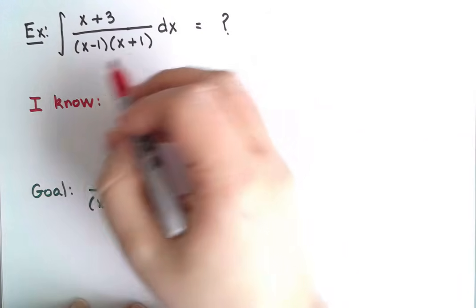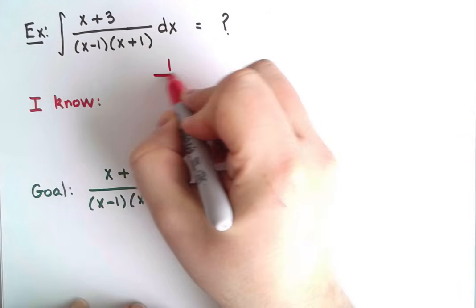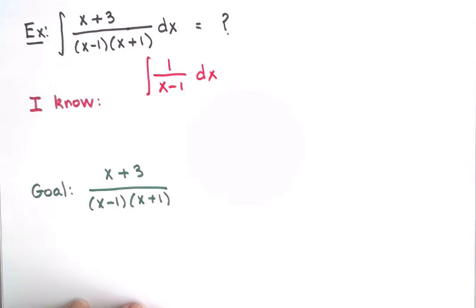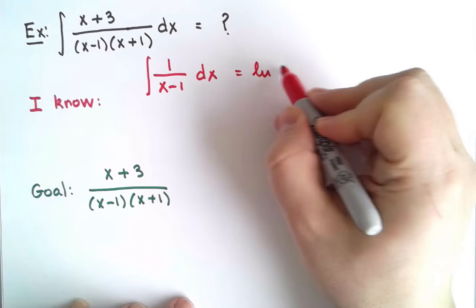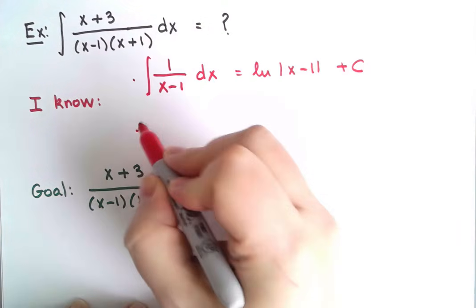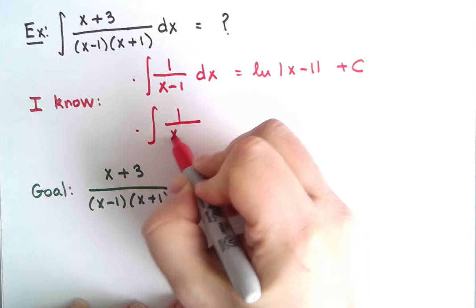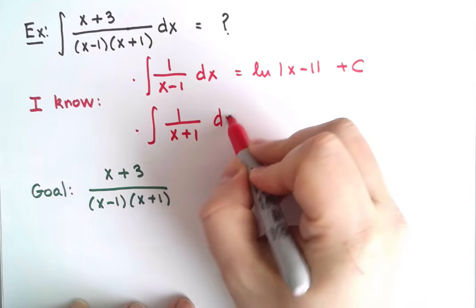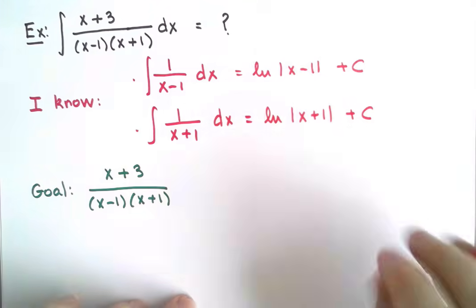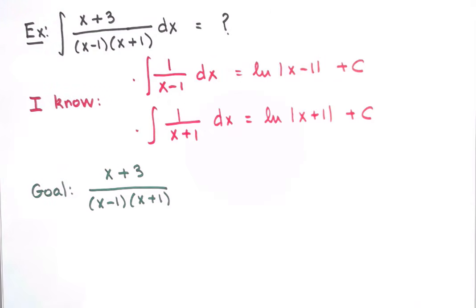So here is something with a similar denominator but simpler: 1 over x minus 1. This is a function whose antiderivative I know is the logarithm of the absolute value of x minus 1. And similarly, if I only had x plus 1 as a denominator and 1 as numerator, I could also know how to integrate that. So now the objective is, can I rewrite this one in terms of those two?